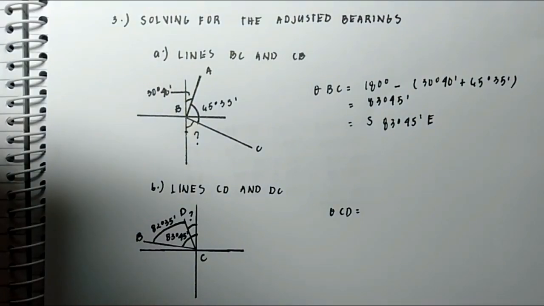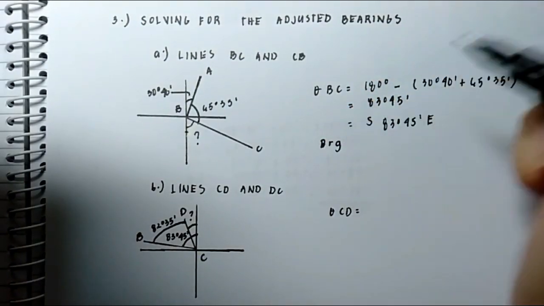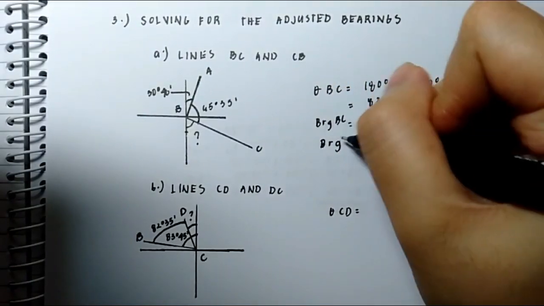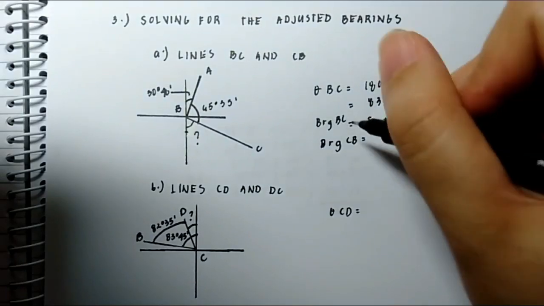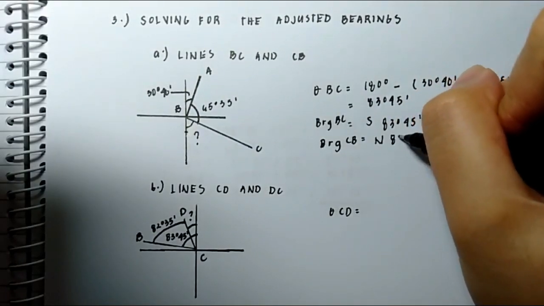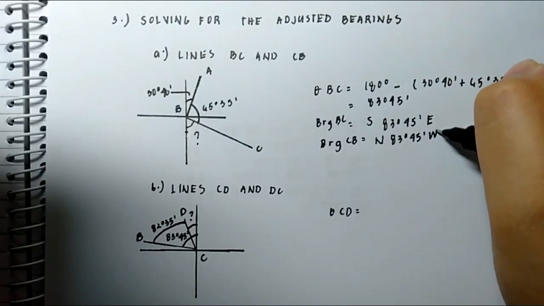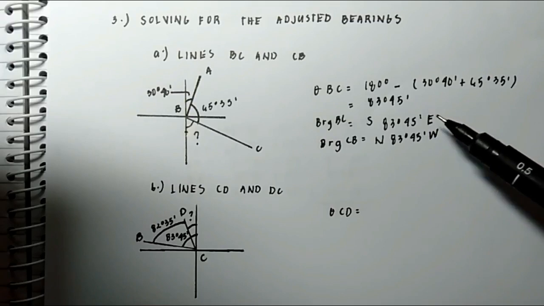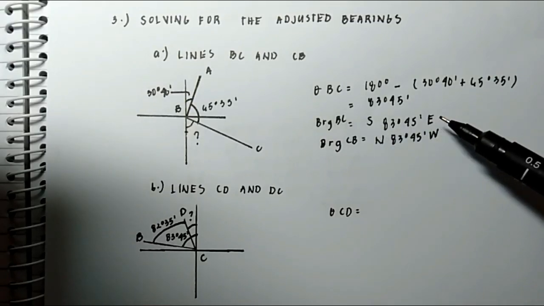Yan na yung na-adjust. So also for bearing naman, so it is for bearing BC. So for bearing CB naman, sa south, ano yung opposite niya? That would be north, 83 degrees, 45 minutes, and that would be west. So, opposite lang siya ng south and opposite ng east.